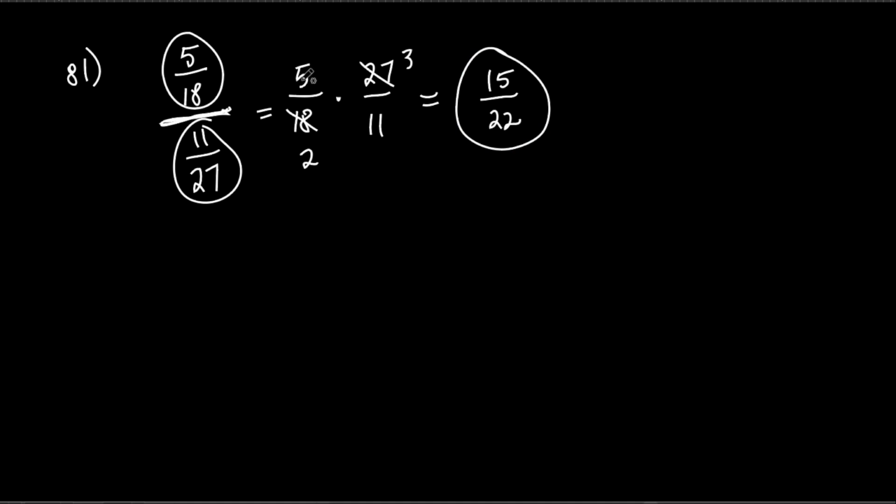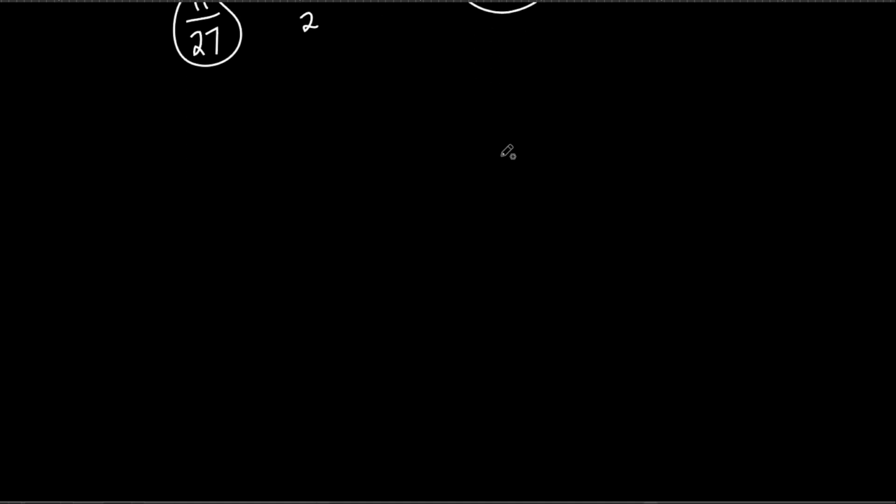Don't leave your answer as 5 times 27 over 18 times 11. Don't leave it like that. Make sure you simplify and give me the most simple answer that you can get. We good? All right. Well, the test is easy so far, isn't it? Yeah. So you should get those.